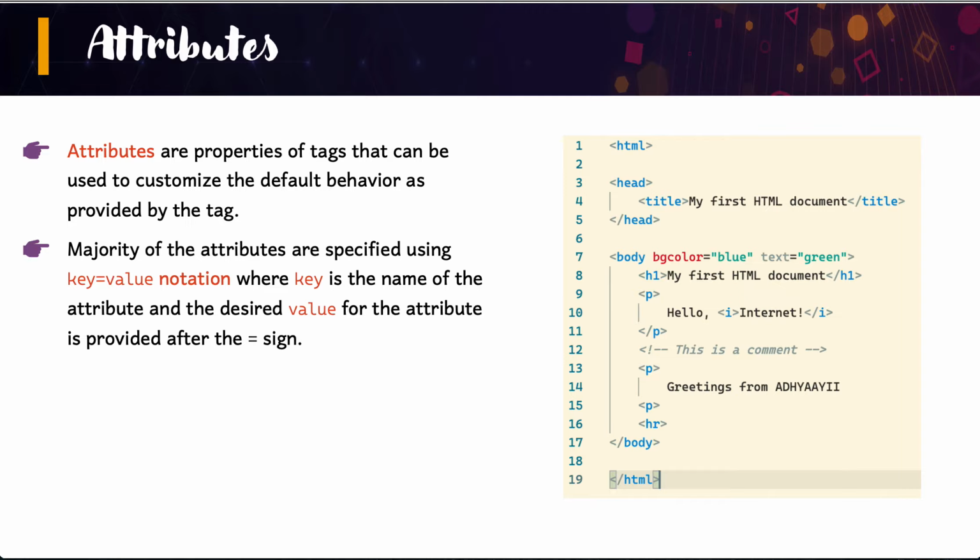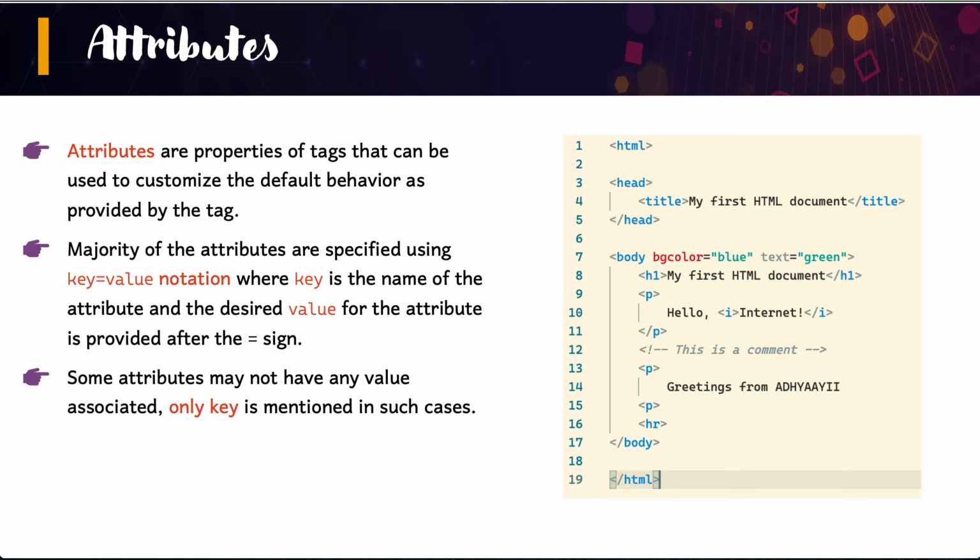So the name of the attribute in the example is bgcolor and the value being given to that attribute is blue. What does bgcolor mean? We'll see in one of the subsequent slides, but this essentially says render the background color of the page in blue and the color of the text in green. So that is the example. Sometimes some attributes may not have any value. Then just mentioning the key, which is the attribute name, is sufficient.